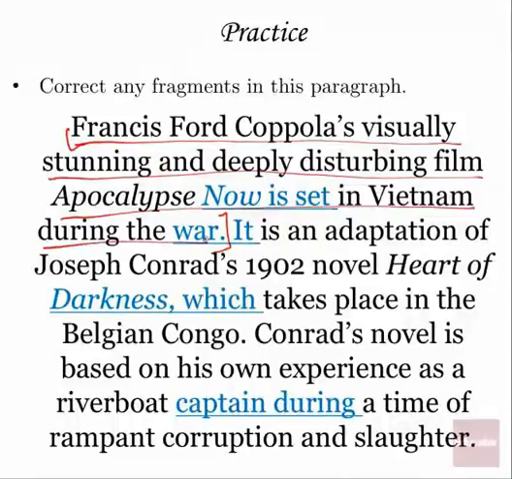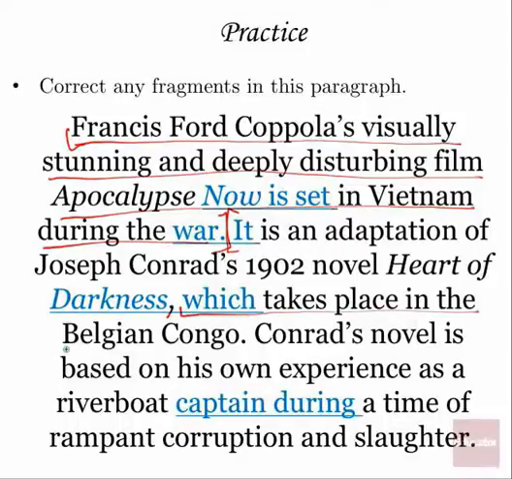Now, if you'll remember, originally the second sentence in the paragraph was, set in Vietnam during the war, it is an adaptation of Joseph Conrad's 1902 novel, Heart of Darkness. But if you've already tacked on that bit about Francis Ford Coppola at the beginning, this becomes a very long sentence. Remember, a rule of thumb for sentence length is, if you have to take a breath in the middle, it's too long. So, since we've already made that first sentence longer, we have to chop it off and start a new sentence. It, use a pronoun as a subject because we just removed the subject, it is an adaptation of Joseph Conrad's 1902 novel, Heart of Darkness, which takes place in the Belgian Congo.